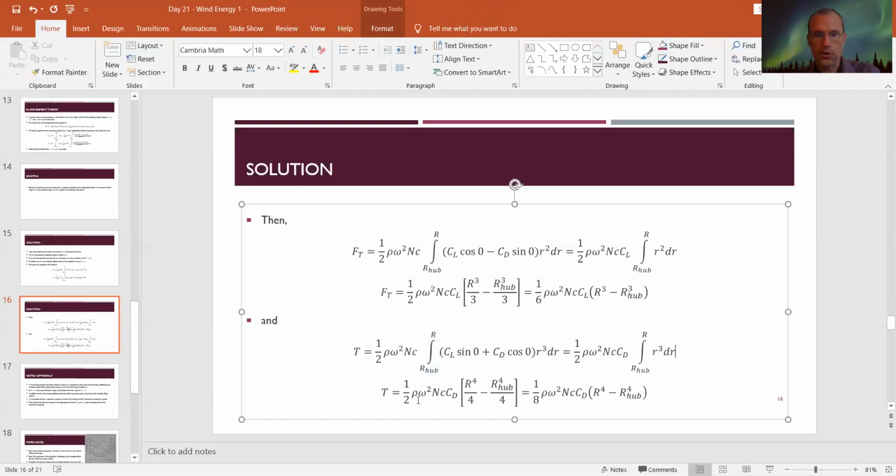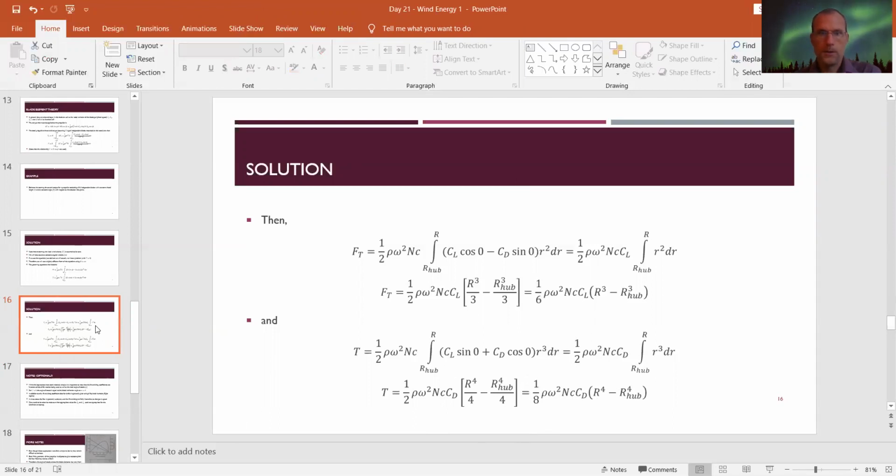So my torque is 1/2 rho omega squared, number of blades times c, drag coefficient, R to the 4th over 4 minus R hub to the 4th over 4. Put that all together: 1/8 rho omega squared n c times the drag coefficient, times the outer radius to the 4th minus the inner radius to the 4th. So those are my expressions for the thrust and torque from this blade at startup.